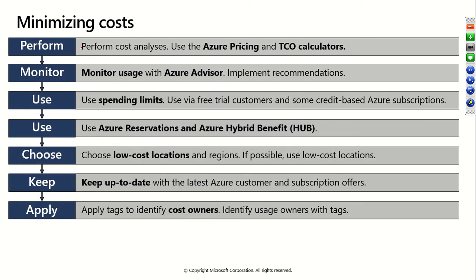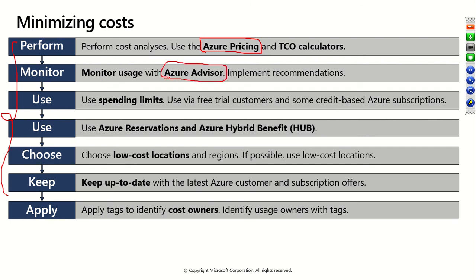How can you maximize your cost? You can maximize your cost by going through these steps. One, make sure you have an idea of how much it will cost you by using your pricing calculator. Use the pricing calculator and the total cost of ownership calculator. Use these two first to have an idea of how much it will cost you when you run anything in the cloud. After you have used them, you need to monitor your usage with Azure Advisor.